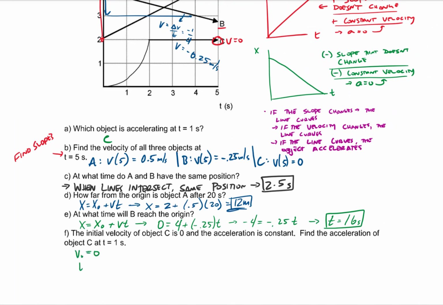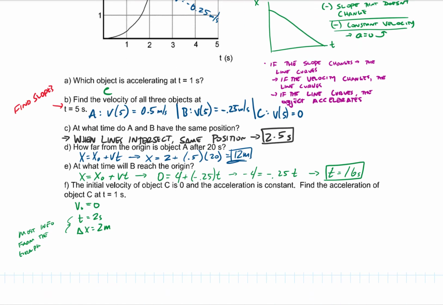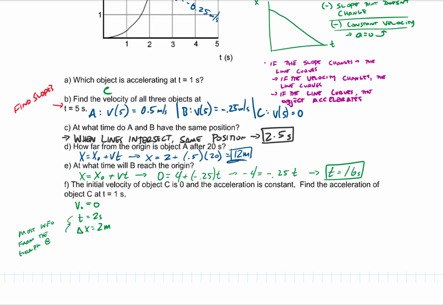So, the initial velocity is 0, it tells me that. The time is 2 seconds, and the change in position is 2 meters. I can read all of that from the graph. And so what I want to find with those things is the acceleration. The acceleration we don't know.